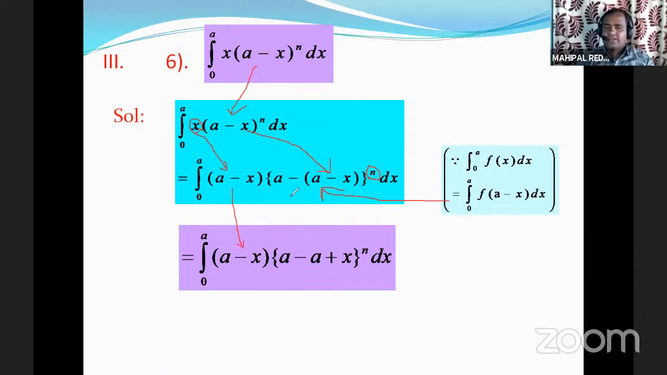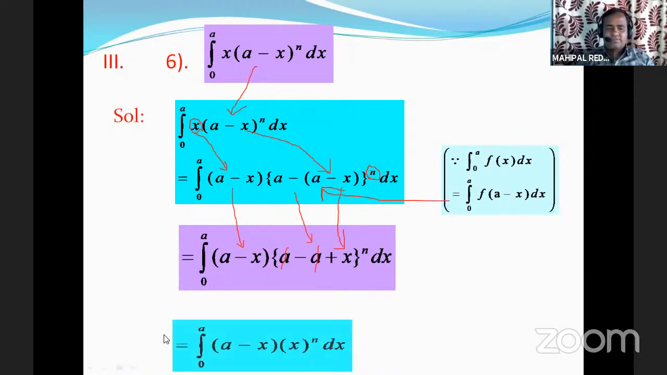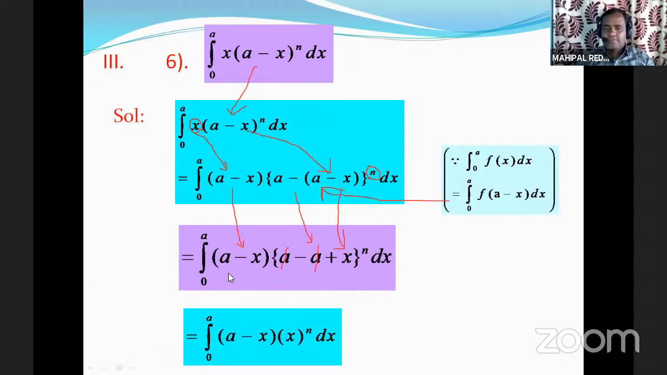When you open the bracket, this has become now a as it is minus a. This is minus into minus, the minus x becomes the plus x, because minus of minus x is the plus x. So here plus a minus a get cancelled. These two a and a, plus a minus a, get cancelled. Only the remaining is x only. Now next step. What is the next step here? Integration 0 to a of (a minus x), here the remaining is x only, x power n dx.